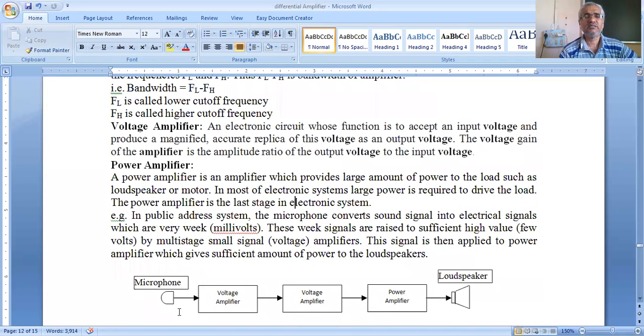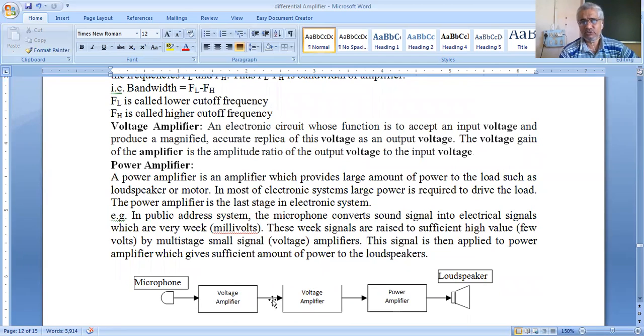Now these electrical signals are very weak. The microphone signals are very weak, and these are first amplified by the voltage amplifier. The voltage amplifier raises the voltage level of this input signal. So this is the first stage of the voltage amplifier. Again, the output of this first stage is applied to the next voltage amplifier, so again it will amplify this signal.